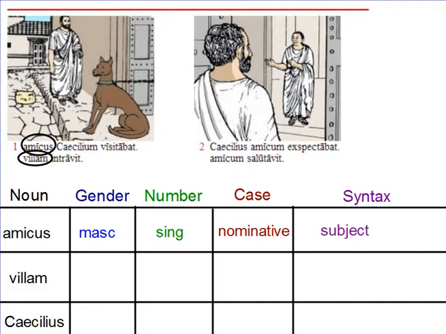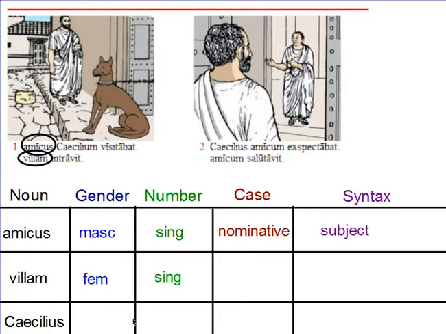Our next word, villam, is in the second sentence, villam intravit. Now, when I look at the word villam and I see that am ending, I notice the a and recognize that villam is a first declension word. And I know that almost every word in the first declension, with only a few exceptions, is feminine. So villam is feminine. I also know that am is a singular ending.